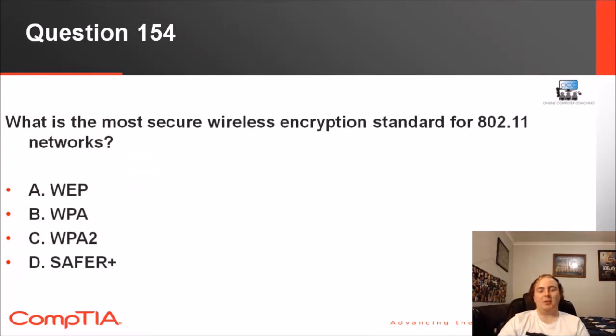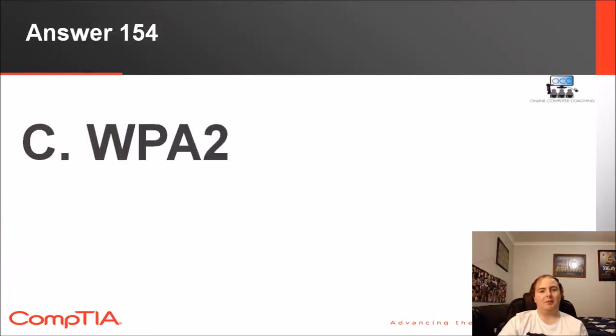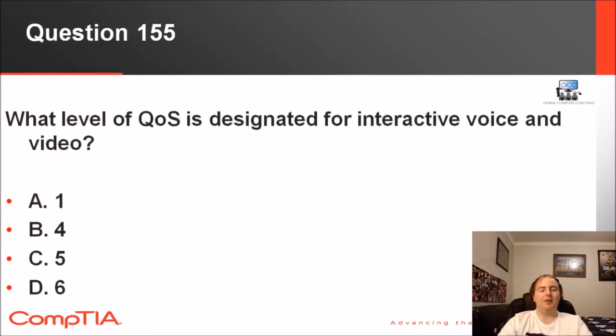154. What is the most secure wireless encryption standard for 802.11 networks? We've got WEP, WPA, WPA2, and then SAFER+. WEP's very weak. Don't use WEP. WPA is stronger than WEP, but WPA2 is stronger. So that's the most secure.